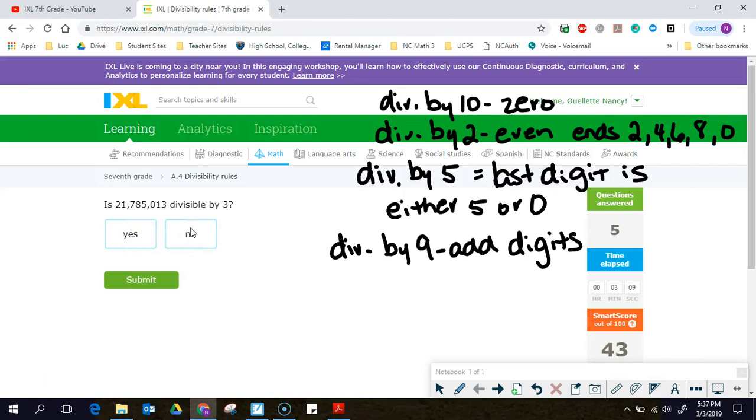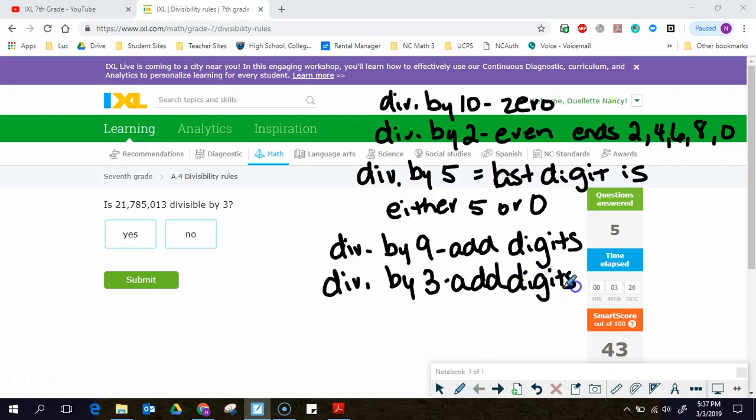Okay, divisible by 3, guess what? It's the same as divisibility by 9, except we check to see if it's divisible by 3. So let's write that down. Divisible by 3. Add the digits again. Sorry, my handwriting's so terrible today. Okay, so add the digits, see if it's divisible by 3. All right, let's see here. What have we got? We've got 2 plus 1, that's 3. That's 10, 18, 23, 24, 27. 27 is divisible by 3, so my answer would be yes.